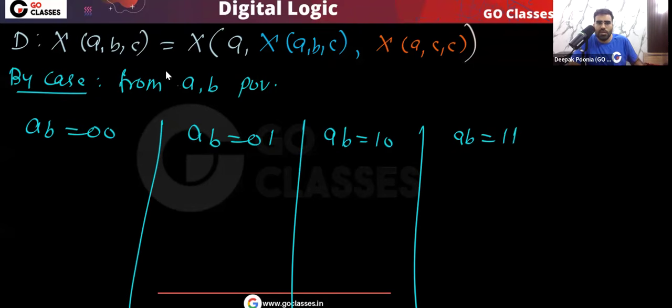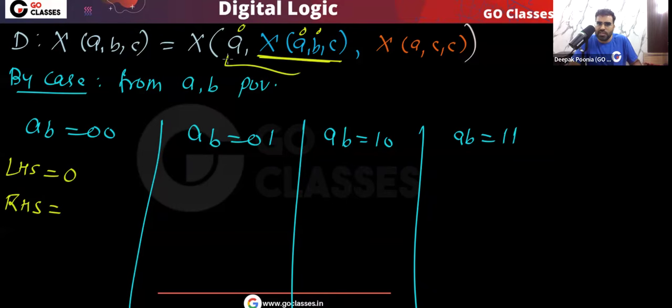Now, if I put AB 0 0, then what will be LHS? LHS definitely will be 0. Okay, whatever this C I put, then this LHS will be 0. Correct? What about RHS? You can see if I put AB 0 0, this A 0, then the second component also will become 0. Correct? So first and second component will become 0. So this RHS also will become 0. So right now I cannot eliminate option D. Correct? When AB 0 0, then both LHS RHS they are 0.